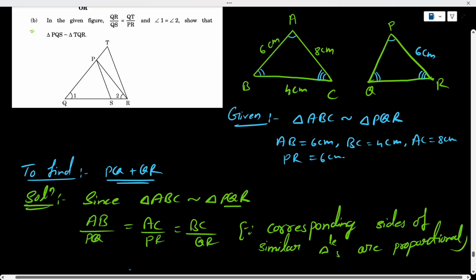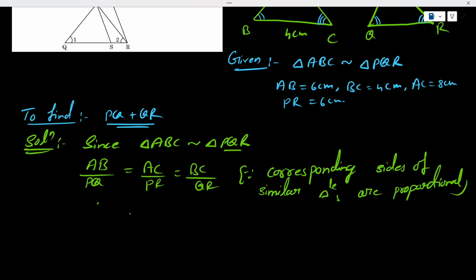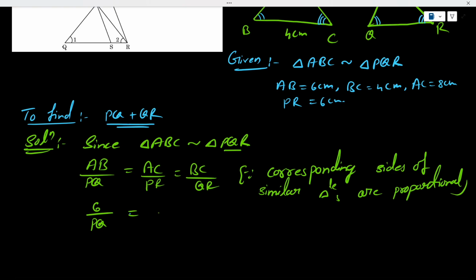Now substitute the values. AB is given as 6, so 6 by PQ, which is unknown, equals AC is 8, PR is 6, which equals BC is 4, and QR is unknown. Now the moment you have one ratio known, you can compare these two, and then in the next step these two, to get the values of PQ and QR.